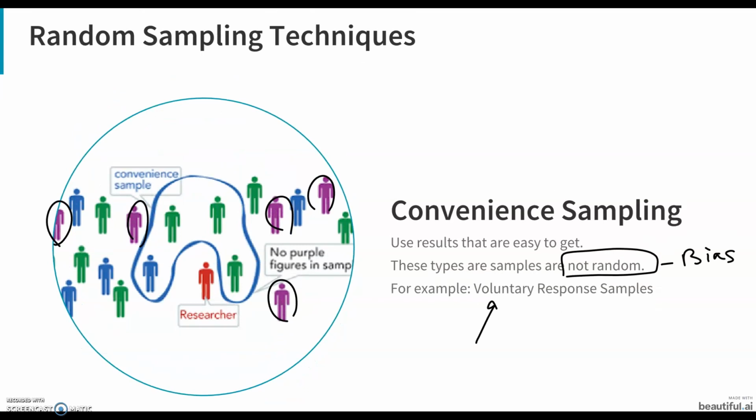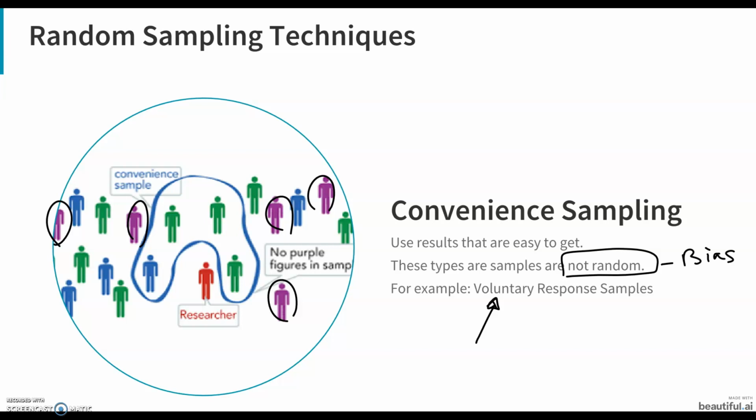And also, voluntary response samples, the reason why those are convenient sampling is all you have to do is post it to YouTube or to Facebook, and people say, yeah, I want to answer this, or no, I don't want to answer this. And the people who say no, they don't want to answer this, have a certain characteristic that is different from the people who do say, yeah, I will answer this.